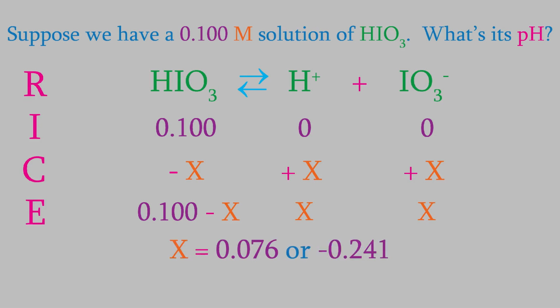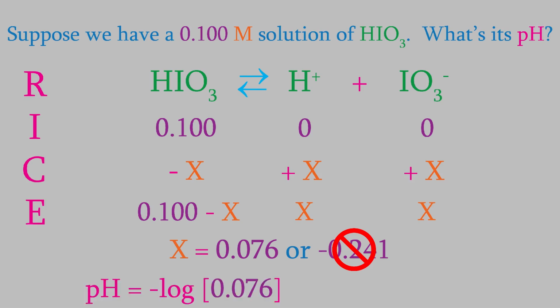0.0706 or negative 0.241. As usual, one of these two answers must be impossible, and in this case it's the negative number. We can't have a negative concentration, so that means the H+ concentration is 0.0706 molar. When we use that in the formula for pH, we find out that the pH is 1.15.